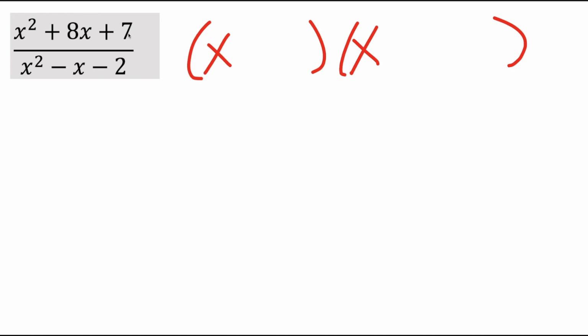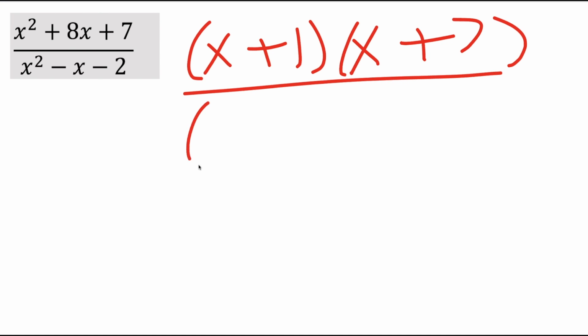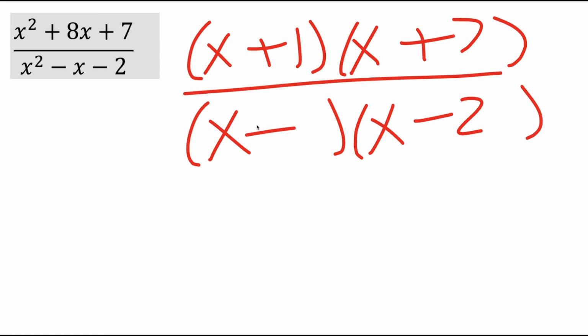What two numbers multiply to give us 7 but add to give us 8? Well, 7 times 1 gives us 7, and 7 plus 1 gives us 8. Then we're going to do the denominator, same idea, x parentheses, because x times x is x squared. That's why we have to do it like that, as a quick refresher. So we want to multiply to give us negative 2, and add to give us negative 1. And we can do negative 2 plus 1, because negative 2 times 1 is negative 2, and negative 2 plus 1 is negative 1.